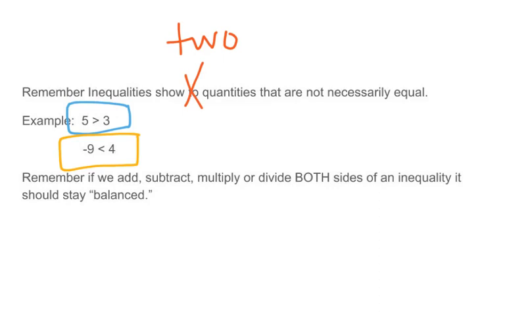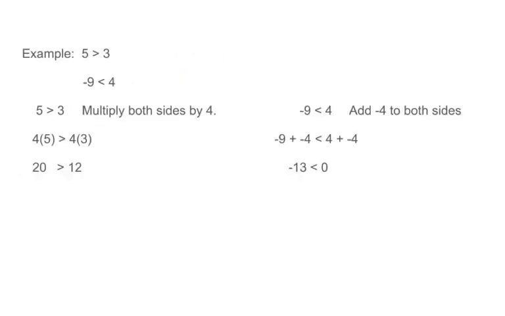Remember, if we add, subtract, multiply, or divide both sides of an inequality, it should stay balanced. As in, if it's greater than, it should remain greater than. If it's less than, it should remain less than. Here's an example of multiplying both sides by 4.